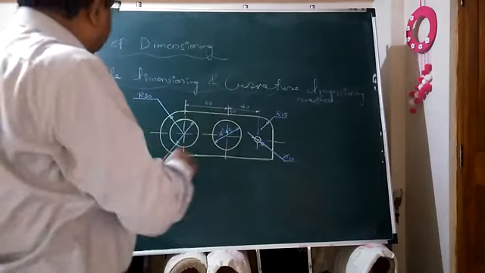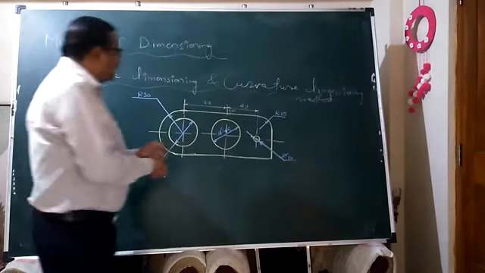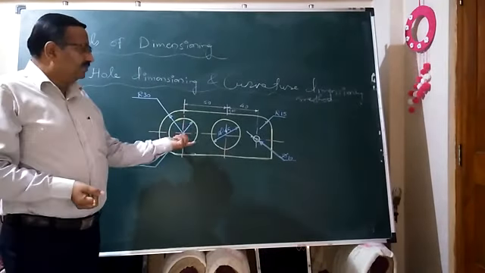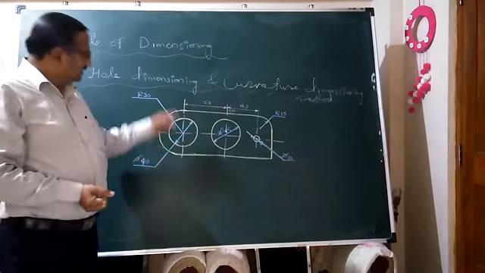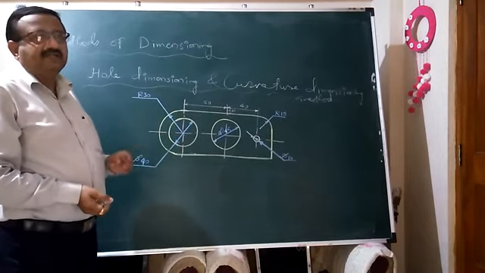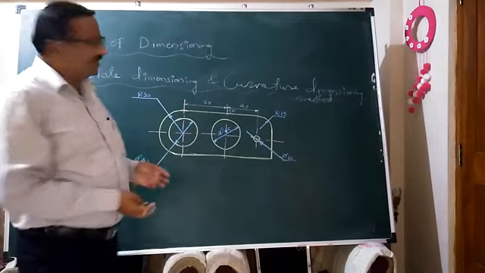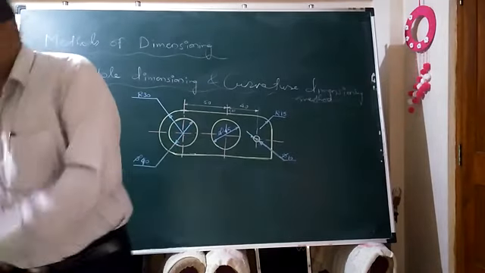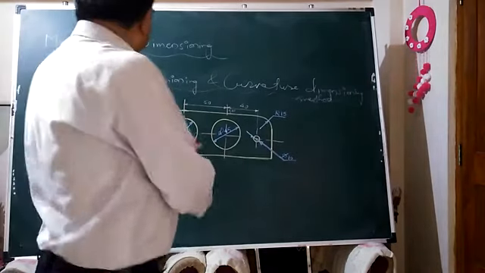Okay. So these are the different methods of showing dimensioning in case of holes and curvatures. It may be semicircular, full circular, or quarter circular. These are the different methods we have learned. Right. Okay. One should implement this method for constructing all kinds of drawings.